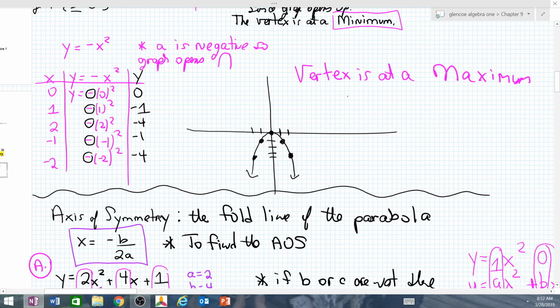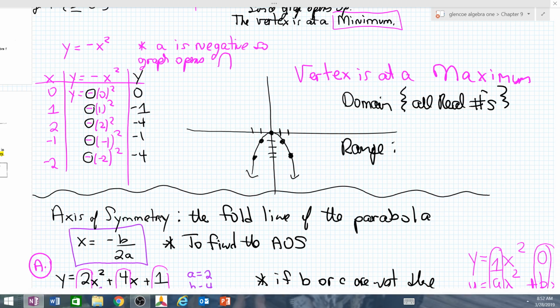What would my domain values be here? Yes, 0, 1, 2, negative 1, and negative 2. How about all real numbers? All real numbers, any number. Those are the numbers we picked, but all real numbers are possibilities. What would my range be? Anybody else want to give it a try? Go ahead. All numbers less than or equal to... y is less than or equal to 0.